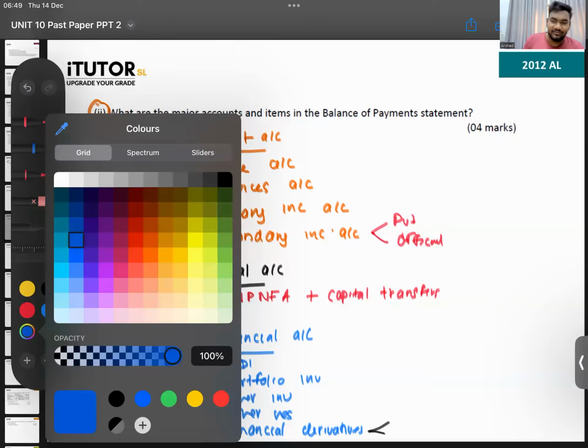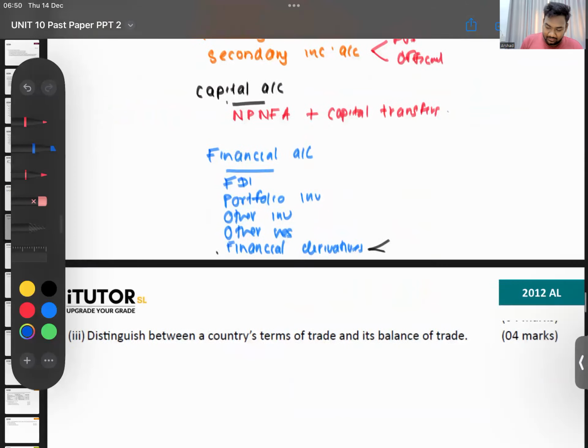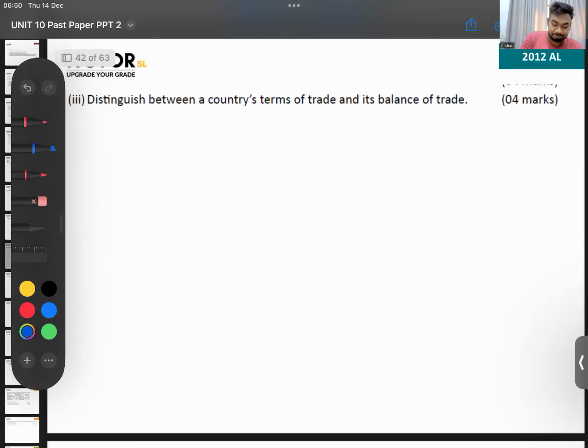There is no definition for non-produced, non-financial. Non-produced means it's not made by man. Non-financial means it's not a financial asset. So what are produced assets? Produced assets are things like buildings, factories, motor vehicles. What are financial assets? Shares, debentures, treasury bills, treasury bonds. So the capital account has non-produced, non-financial assets, like goodwill. Definitions and such are in your tutorial also. You can even Google them. Okay. Right.